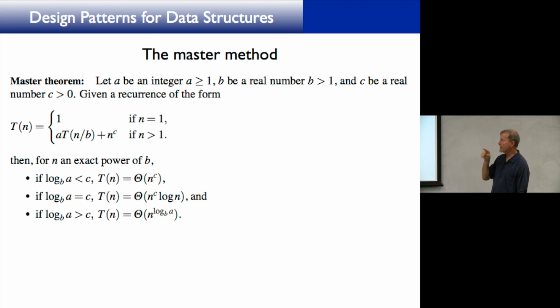So the master method is based on the master theorem. The master theorem says, let a be an integer, a greater than or equal to 1, b be a real number, b greater than 1, and c be a real number, c greater than 0. Given a recurrence of the form T of n equals 1 if n equals 1, and it equals a times T of n divided by b plus n raised to the c power if n is greater than 1. So that's just a general form.